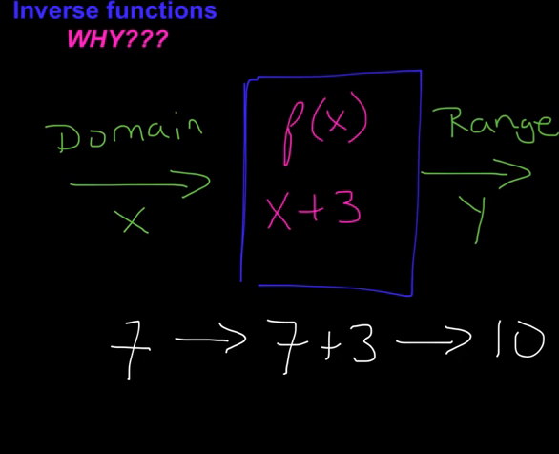So if we consider this example here, if I know that I want to get a 10 out, well, I have to do the opposite, right? I'm going to do 10 minus 3, which will give me 7. So this is the critical point right here, that I'm doing the opposite, or the inverse, of it.